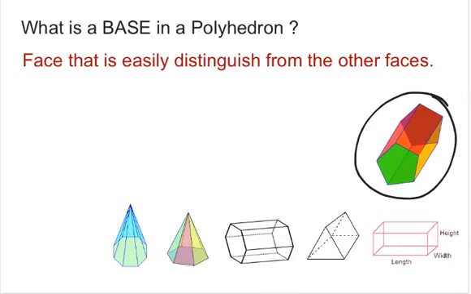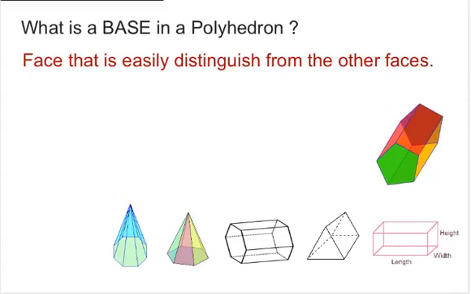So the face that is different from the other faces, so what is different from the rectangles that you see, it's a pentagon. So we're going to call it a pentagonal prism. Same thing with the pyramid here. You count the number of sides that is at the base. So here we have 8. So you can say it's an octagonal pyramid.